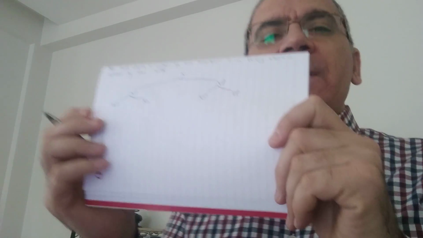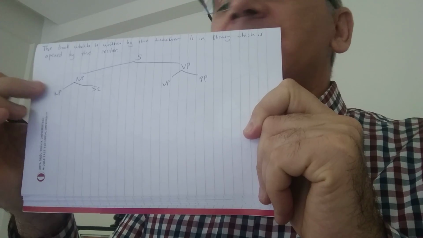Okay, and prepositional phrase. Now, here, the first noun phrase. The first noun phrase is the book. And sentence 2. Sentence 2, we divide it into 2. Sentence 2 is noun phrase and verb phrase. The noun phrase is the book. We repeat the book. Remember, the book is written by the teacher.